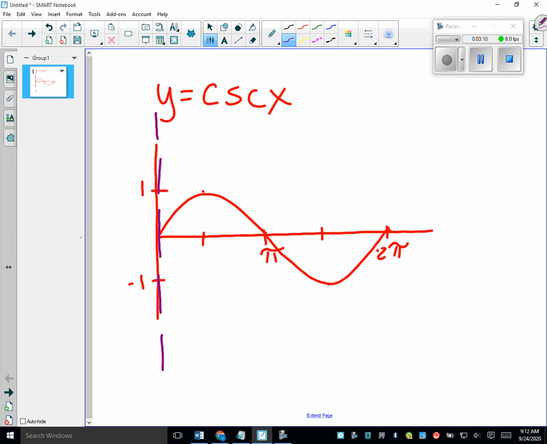All right? Guess what's going to happen at pi? What is the sine value at pi? 0. So guess what's going to be at pi? Another asymptote. Do you see where a third asymptote will be? 2 pi. Right?